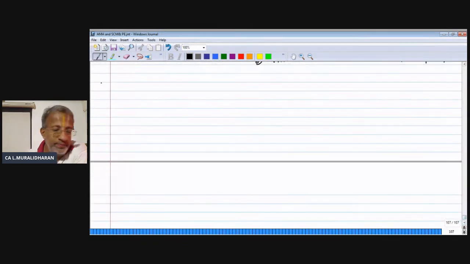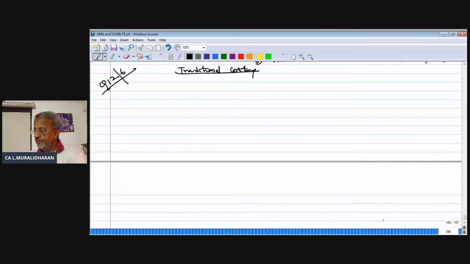Question number 12, page number 6. Traditional costing system. The profitability statement they want: baked foods, milk and fruit juice, and frozen products. Revenue: 57,000, 63,000, and 52,000.